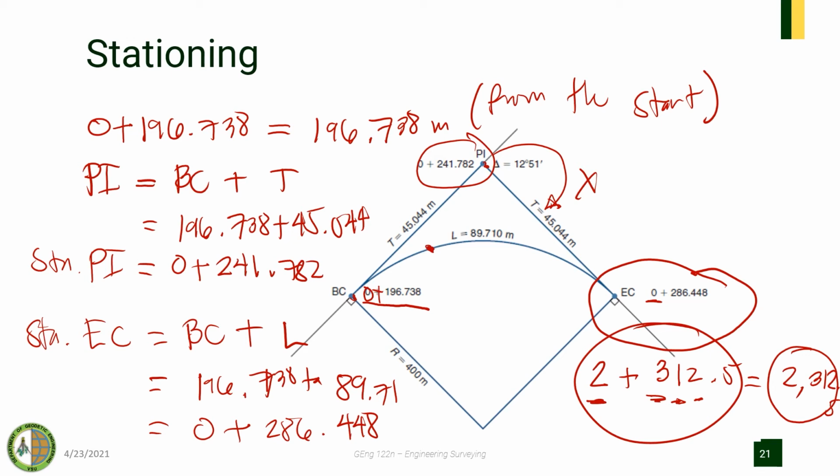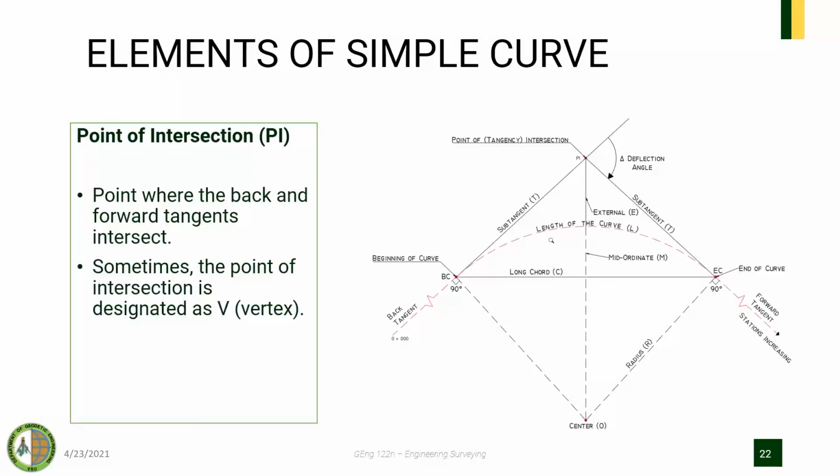So a question: let's say you have stationing 2 plus 312.5. The meaning of this is simply 2,300 plus 12.5 meters along your simple curve. So we have the point of intersection, which is this one, where the back and forward tangents intersect. Sometimes the point of intersection is designated as V or vertex.